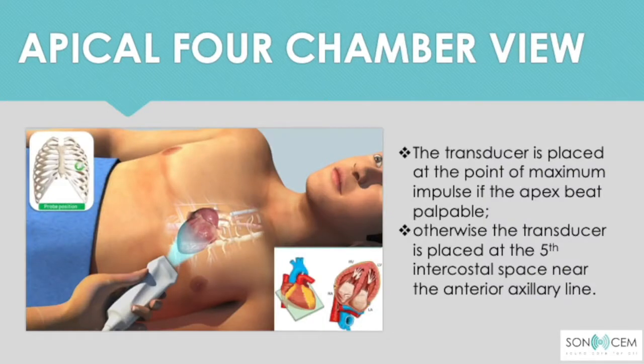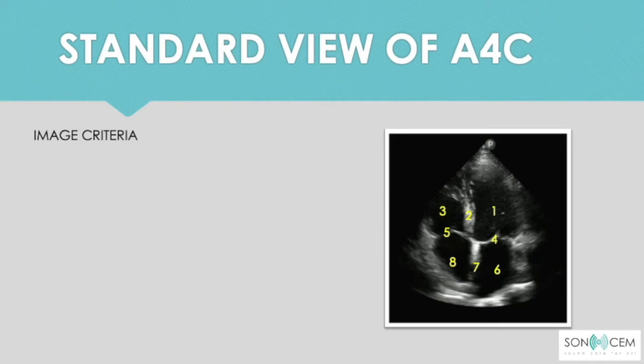Apical four chamber is a tricky view, but it can give a lot of information. The transducer is placed at the point of maximum impulse if the apex is palpable. Otherwise, the transducer is placed at the fifth intercostal space near the anterior axillary line. This is the standard view of apical four chamber.